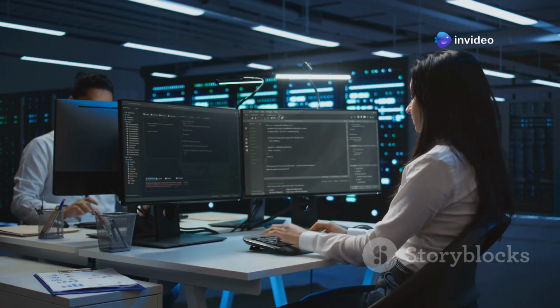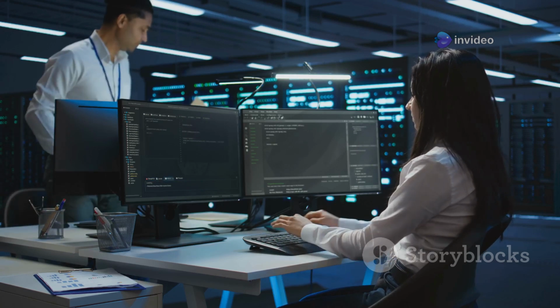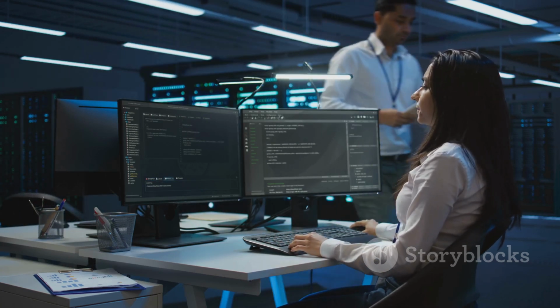Imagine a cyber attack on a bank. That's operational risk in action. Such incidents can compromise sensitive data, disrupt services, and damage reputations.